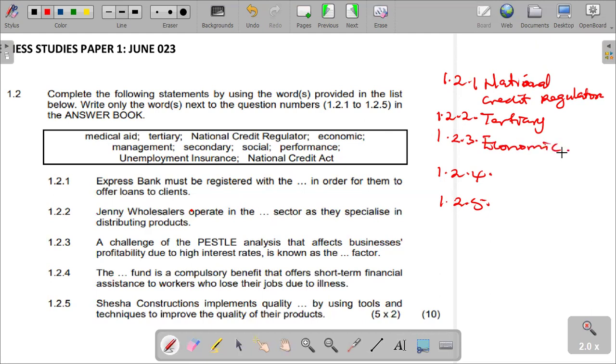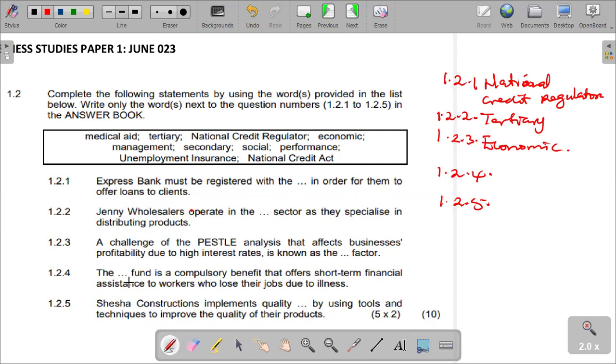Economic factors. It has to do with profit, it has to do with money, anything that has to do with wealth. So wealth and monies are factors that are affected by interest rates. In that regard, profitability is money. So it is basically economic factors.